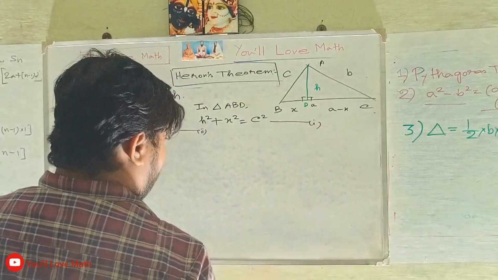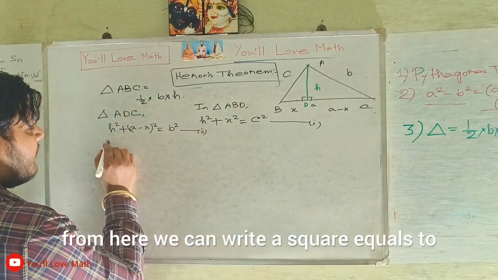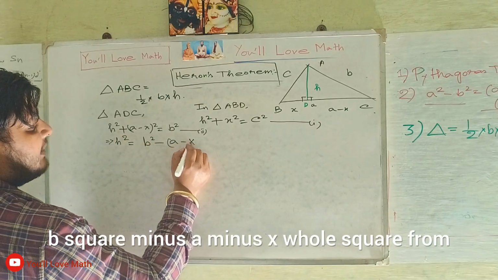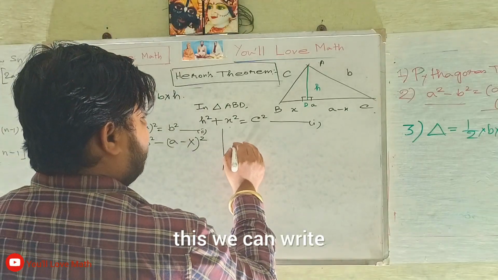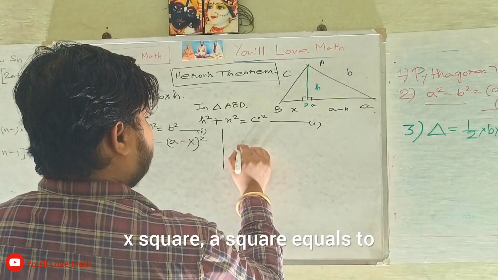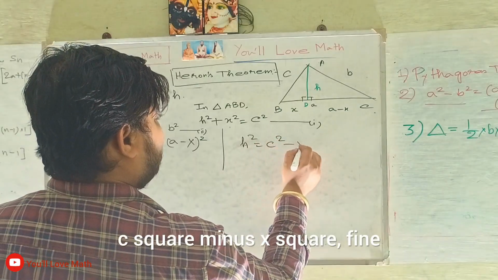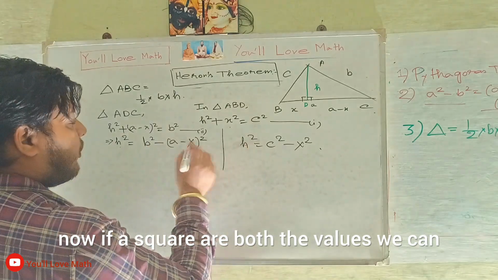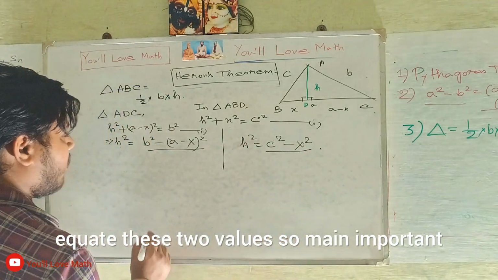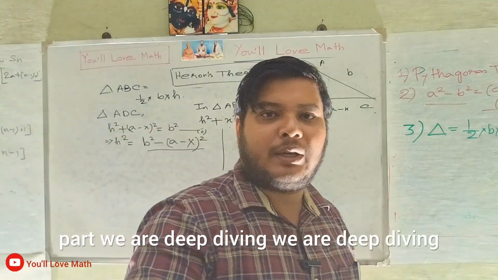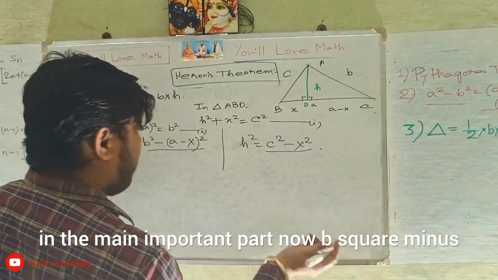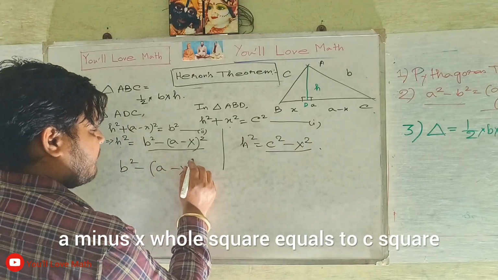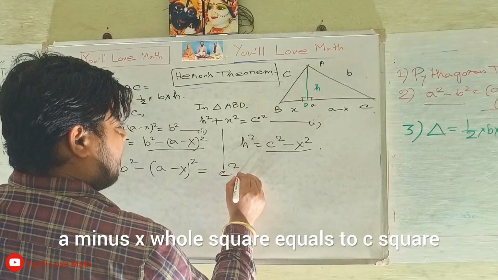Now from here we can write A square equals B square minus (A minus X) whole square. From this we can write A square equals C square minus X square. Fine. Now since A square has both values, we can equate these two values. So we are deep diving into the main important part. Now B square minus (A minus X) whole square equals C square minus X square.